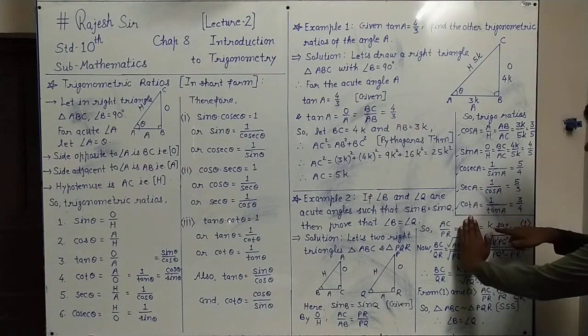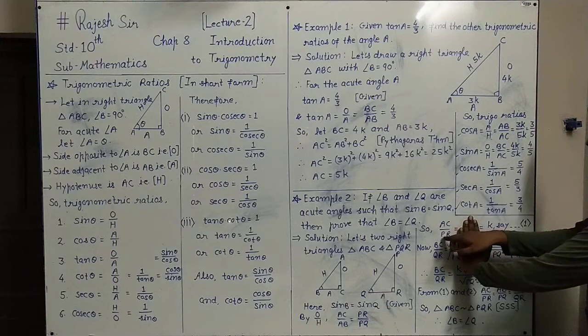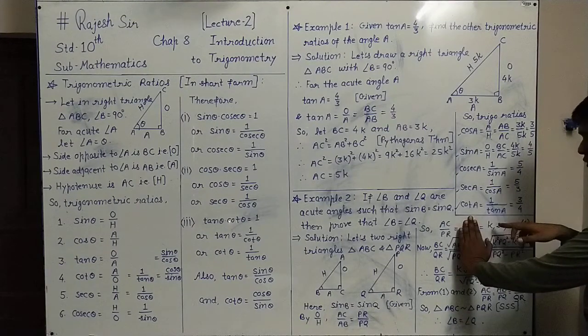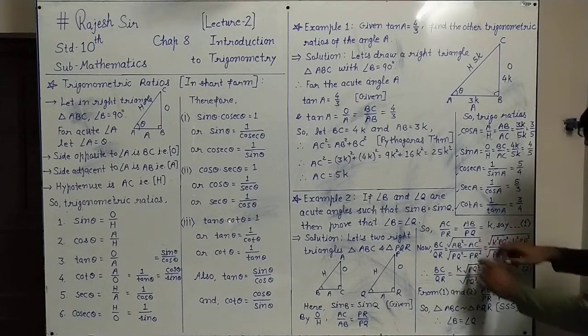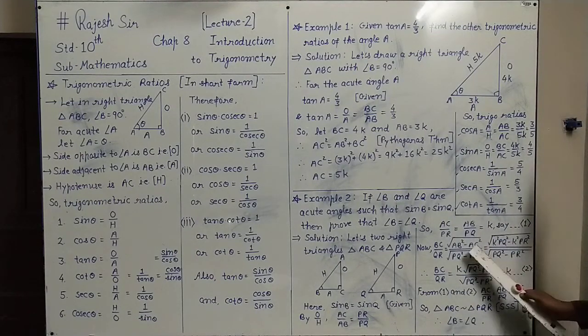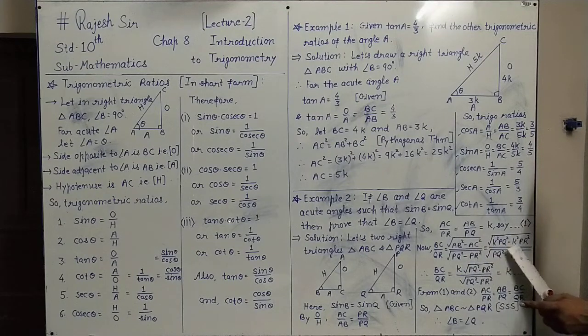AC upon PR equals K, so AC equals K PR. In place of AC, we have taken K PR. So AC square is K square PR square. This way we have placed the values.